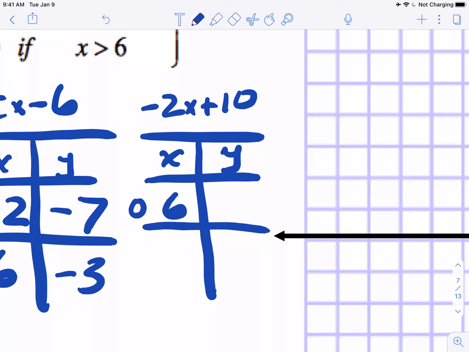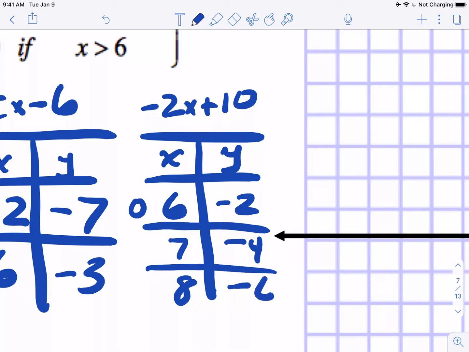Now once again, similar to the first rule, this one doesn't have a right-hand side restriction. So for this one, I'm just going to choose a few more. You could get away with even just doing 1. I'm going to do 7 and 8. Once again, similar to the last table, we actually have to plug in or use a calculator to figure out the outputs. When you plug in a 6, you'll get negative 2. When you plug in a 7, you'll get negative 4, and so forth. And this goes on forever this way.